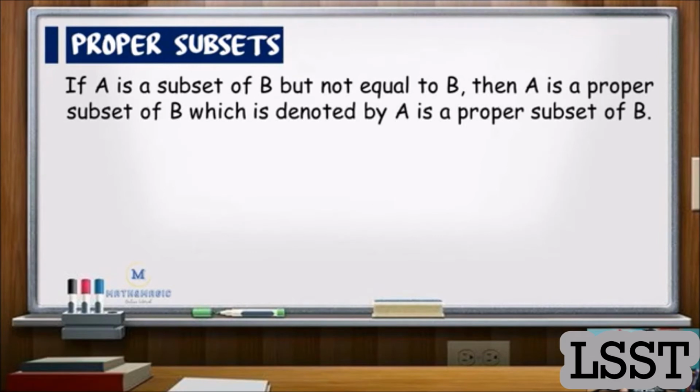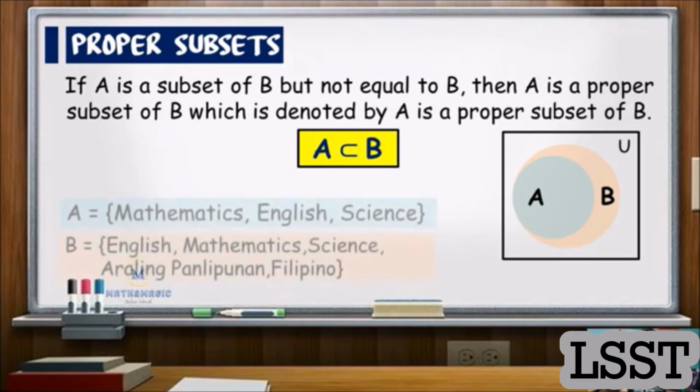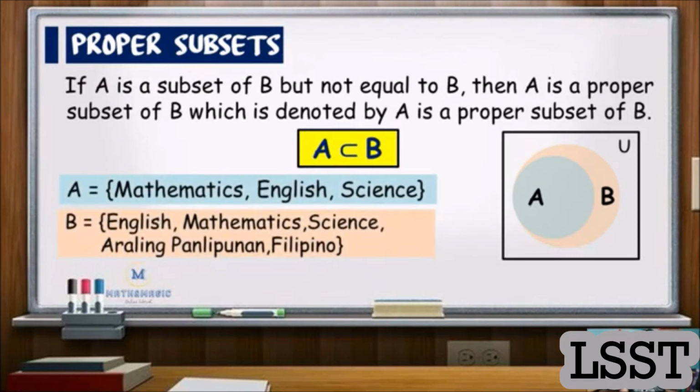Then we have proper subsets. Okay, if A is a subset of B but not equal to B, then A is a proper subset of B, which is denoted by A is a proper subset of B. Then we can represent that by this Venn diagram. You can notice there are elements of B which are not in A. For example, set A consists of elements Math, English, and Science, while in B you have English, Math, Science, Araling Panlipunan, and Filipino. So there are elements in B which are not in A.